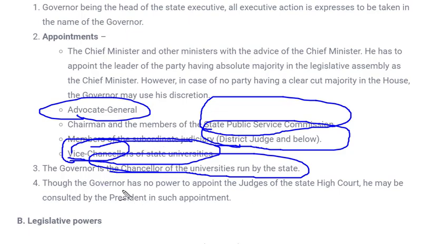As I said, the Governor does not have the power to appoint judges in the High Court, but he may be consulted by the President in such appointments. Why is he consulted? Because he is the head of the state and knows very well the condition of the state, and he can give his suggestion on who should be appointed and who should not be appointed as a judge of the High Court. But it's not necessary that the President will ask for his consultation. If the President wants, he can directly appoint a High Court judge, or else he can consult the Governor. So this was his executive power.